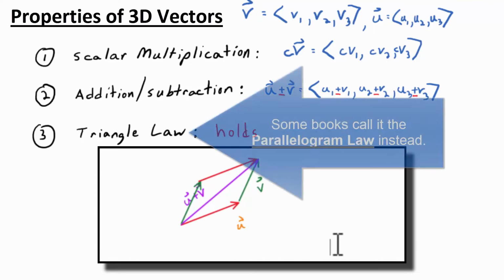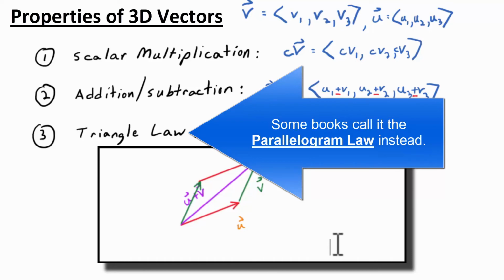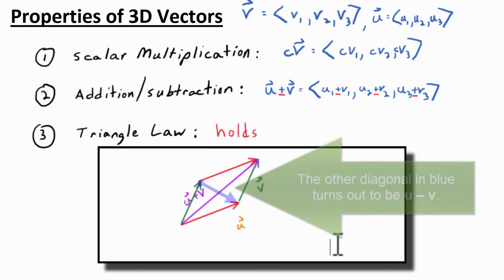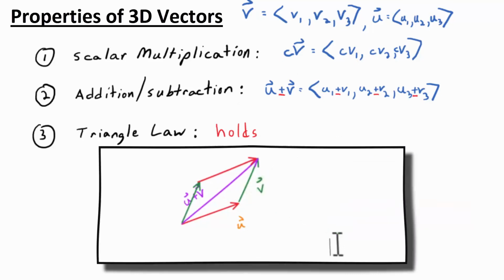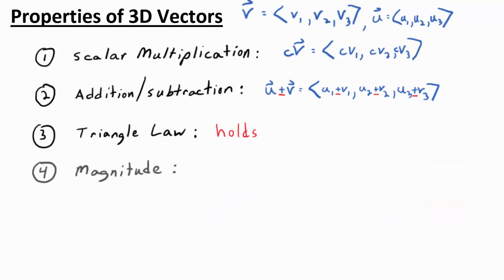That's pretty redundant. Some books do call it the parallelogram law. Now realize the other diagonal of the parallelogram will be a different value, which we'll talk about later on. Okay, magnitude of a vector.